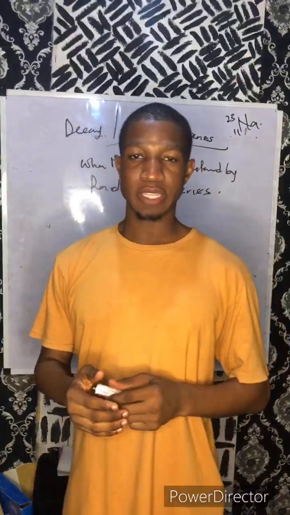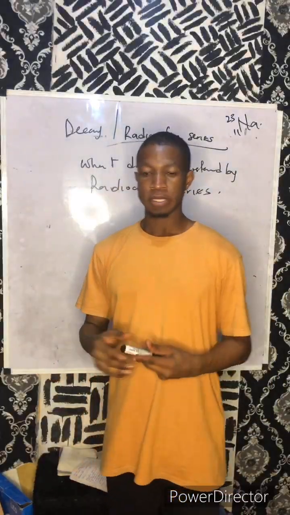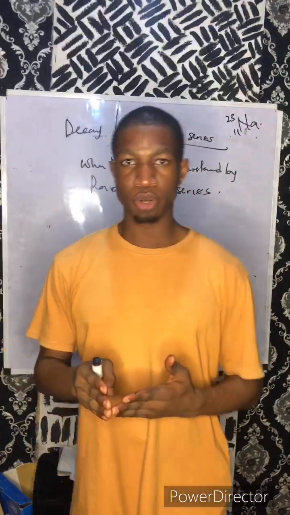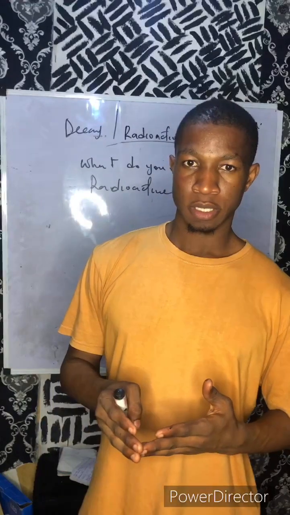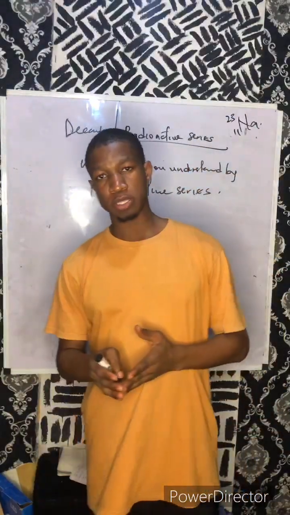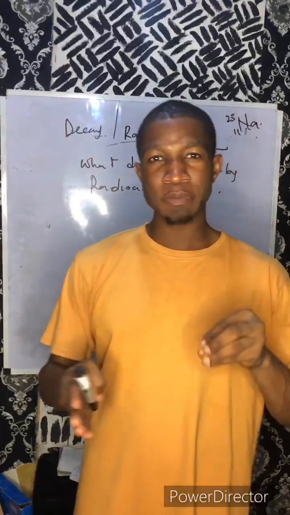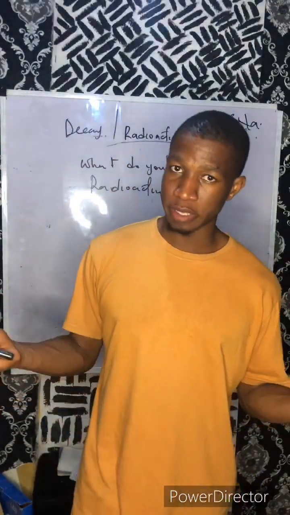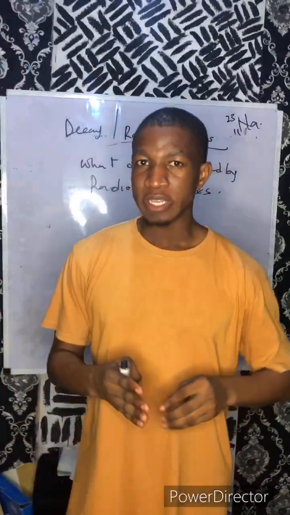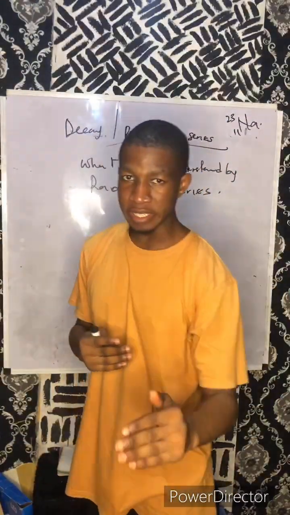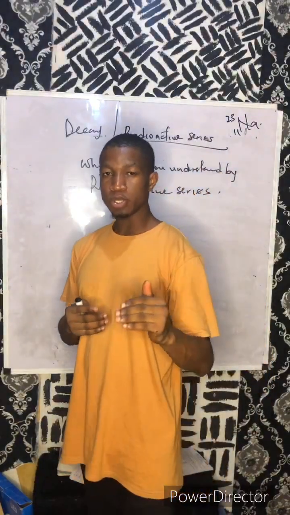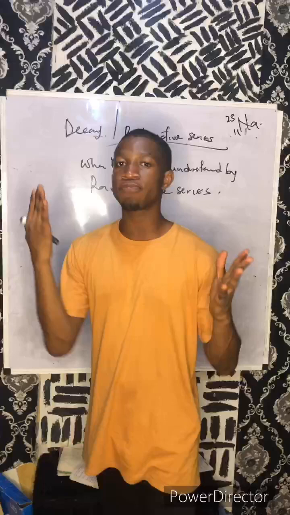What do you understand by radioactive series? Let me explain that to you. When an unstable nucleus disintegrates, it forms a product. If you are writing, the product formed might not be unstable. So what happens? It will further disintegrate. Are you with me? It will further disintegrate until a stable product is formed.